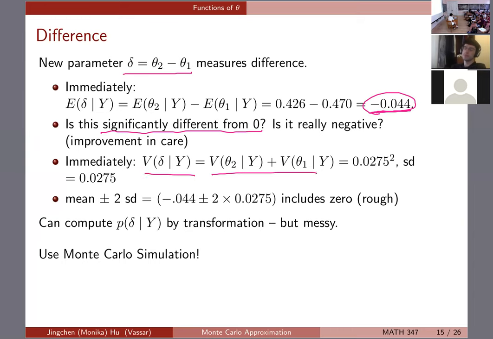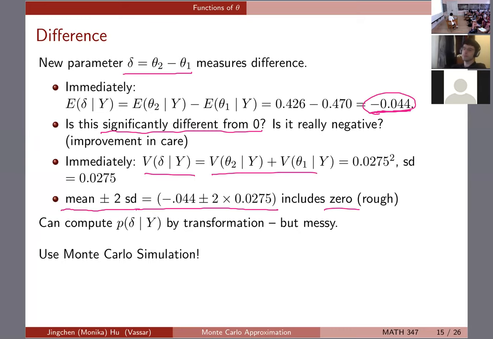And if you can have central limit theorem, this is really talking about the frequentist approach. If you're going to have a central limit theorem, you can come up with a confidence interval over here and then try to see if zero is included. Unfortunately, zero is included. So, okay, can we really say that this is effective or not?